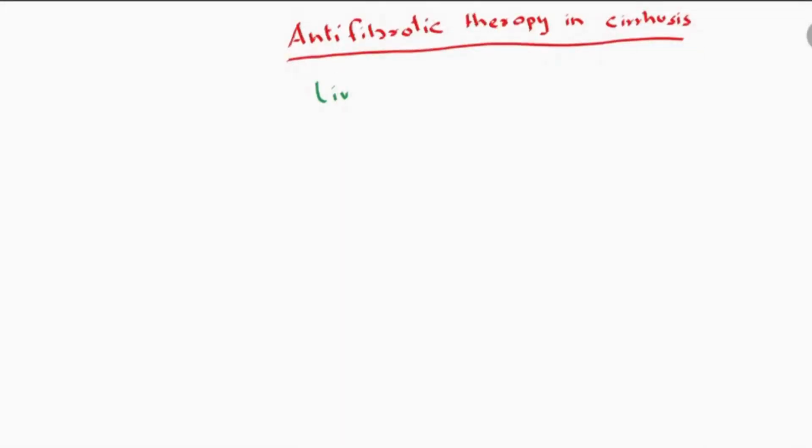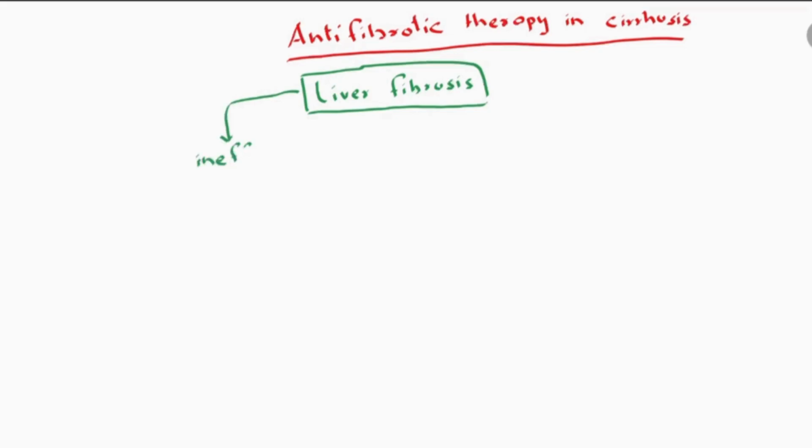Today's topic is antifibrotic therapy in cirrhosis. So, what is liver fibrosis? Liver fibrosis is an ineffective wound healing process that occurs in response to repeated and chronic liver injury.